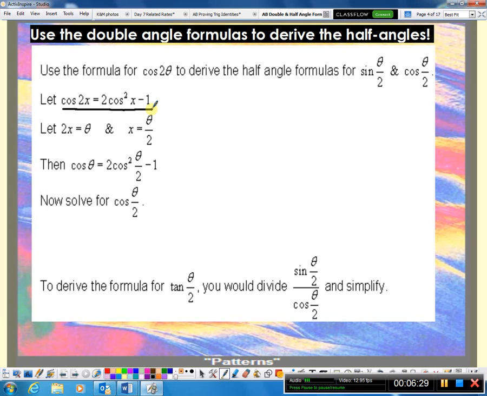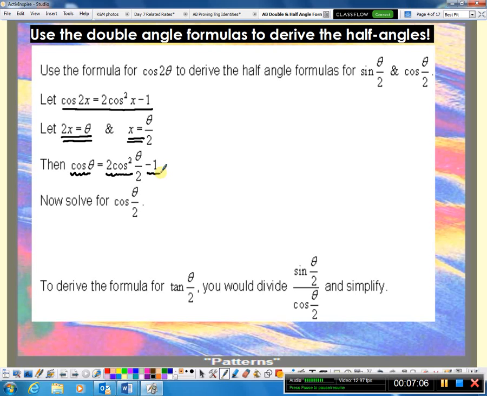And then I sub in and say, let me replace 2x with theta, which means that x is going to be theta over 2. Then what was cosine of 2x becomes cosine of theta. And what was 2 times cosine squared x becomes 2 cosine squared theta over 2. And the minus 1 is still there. Now what I can do is simply solve for cosine of theta over 2.